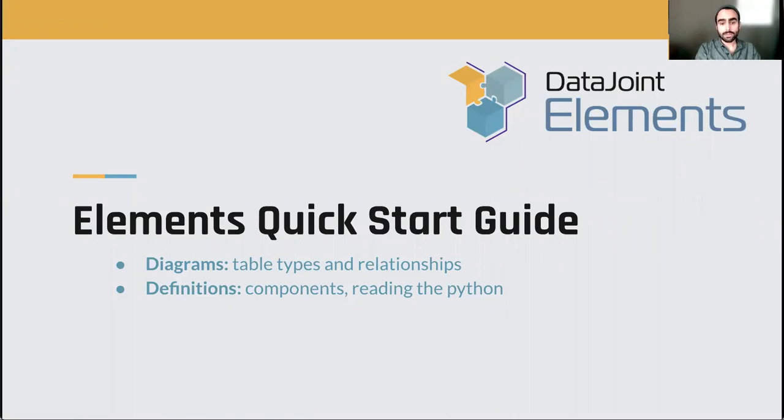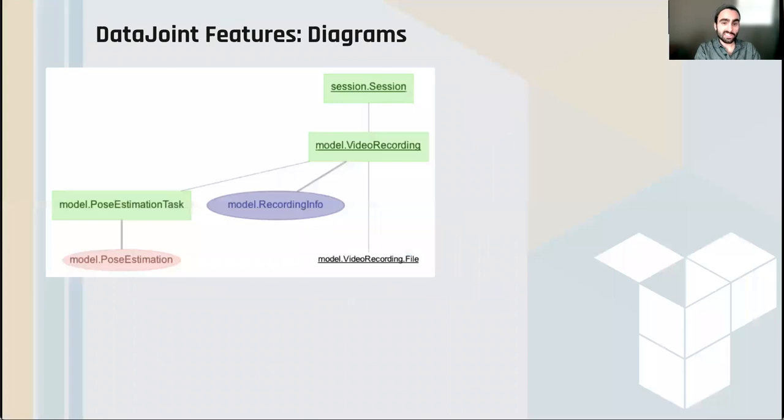In this quick start guide to DataJoint elements, I'll give you just the basics to help you get started. So first, I'll go over diagrams, our entity relationship style diagrams that help you understand the relationships between each of the tables in a given workflow. Second, I'll go over the components of a table definition and particularly how to read these components in the context of a Python script. So this is an example of a diagram.